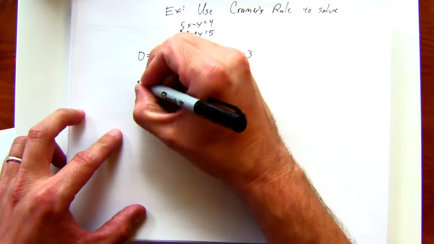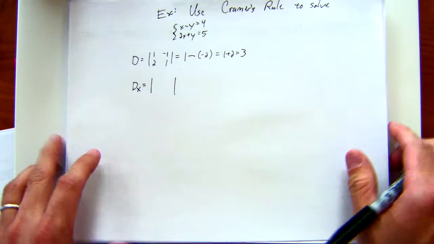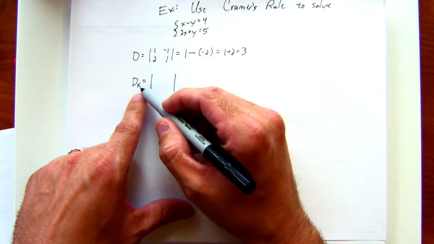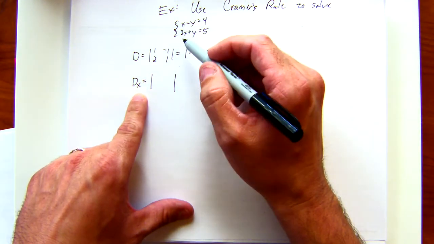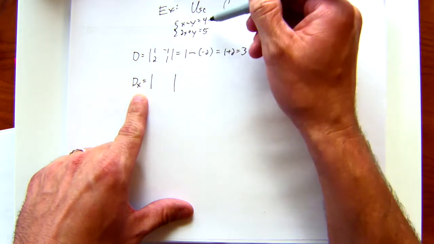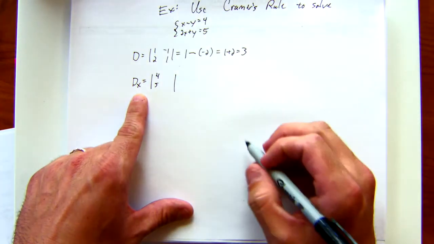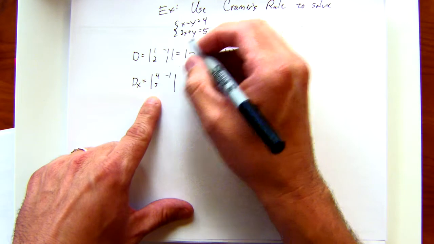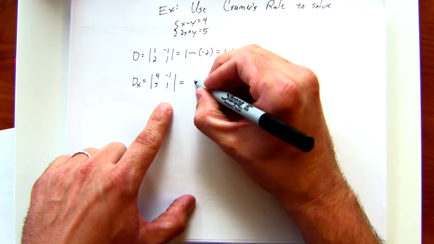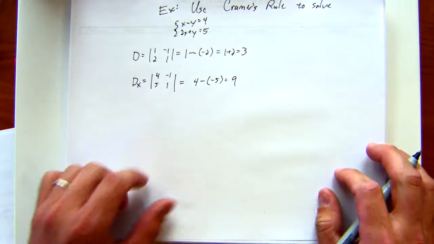Now, D sub x is going to be the determinant. But instead of using the coefficients for x, that's what the x down here is going to tell us, instead of using those, what am I going to place there? Yeah, these constants, 4 and 5. So I'll put a 4 and a 5 on my x column. And then I'm going to keep my y's, -1, 1. Now what is that determinant? 4 minus a -5, which is 9.